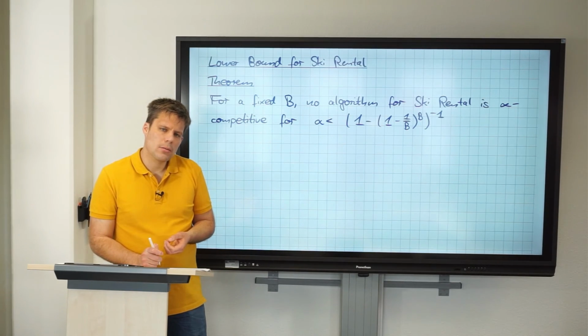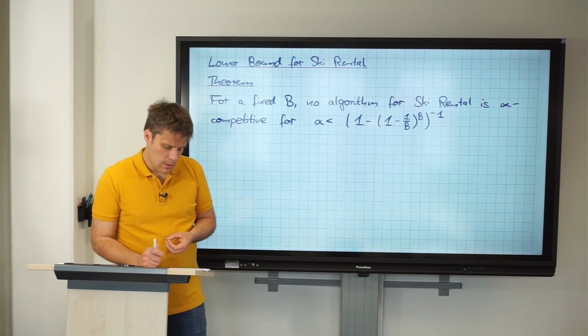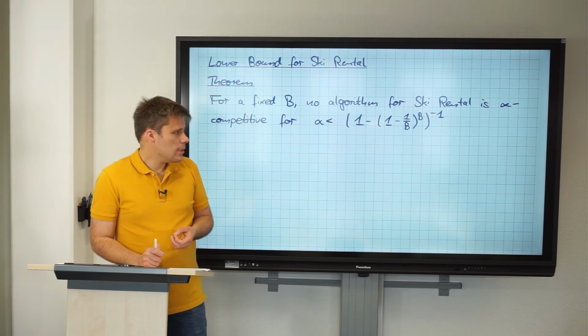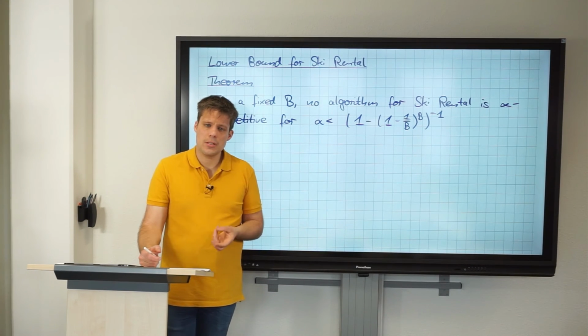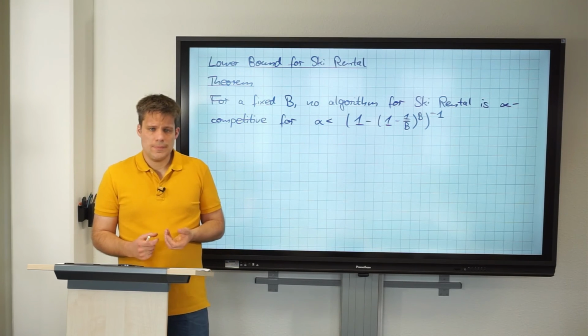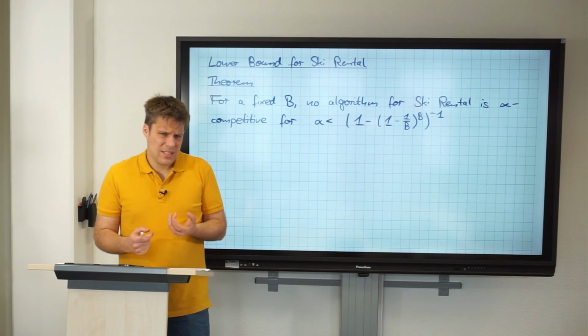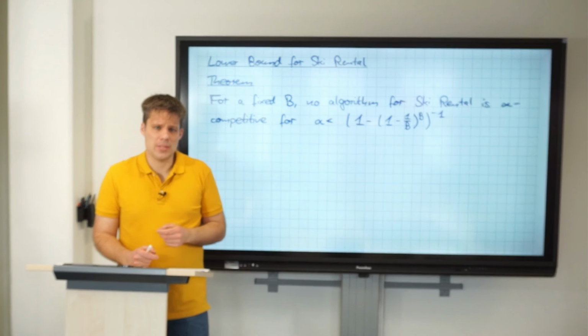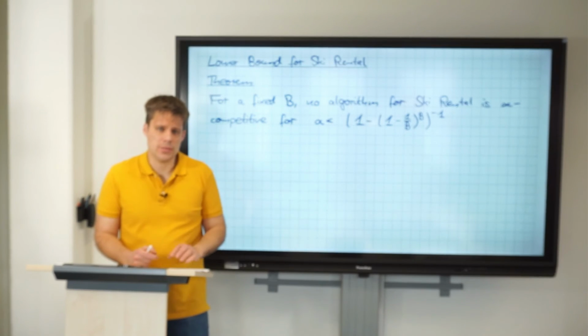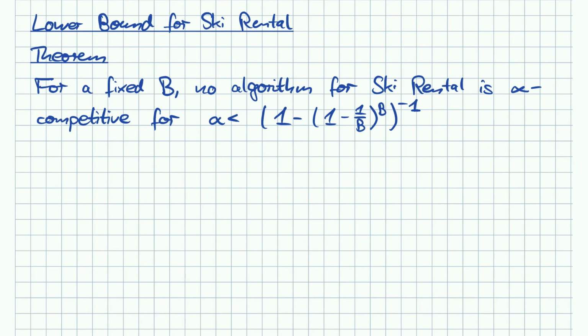Good. How do we prove this? Well, we again want to devise a random instance for which we then see it doesn't care which algorithm we use. All algorithms are equally bad or so. All deterministic algorithms. Let's start with this.